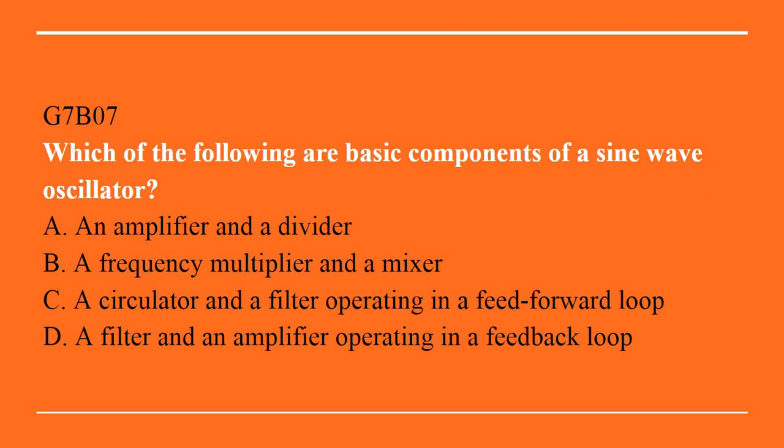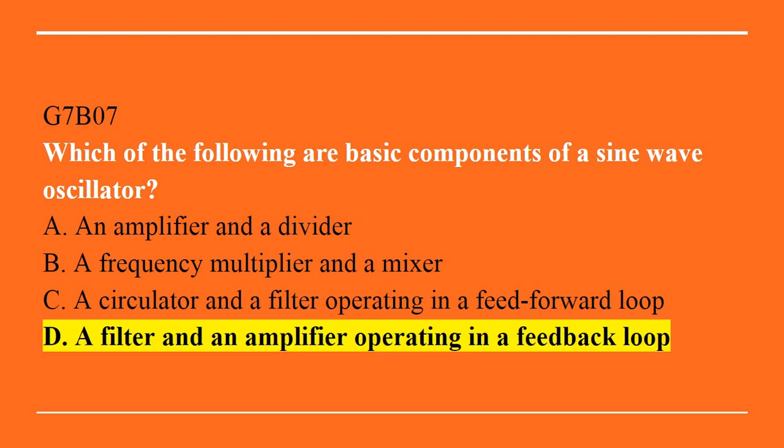G7B07, which of the following are basic components of a sine wave oscillator? A, an amplifier and a divider. B, a frequency multiplier and a mixer. C, a circulator and a filter operating in a feed-forward loop. D, a filter and an amplifier operating in a feedback loop. Answer is D, a filter and an amplifier operating in a feedback loop.